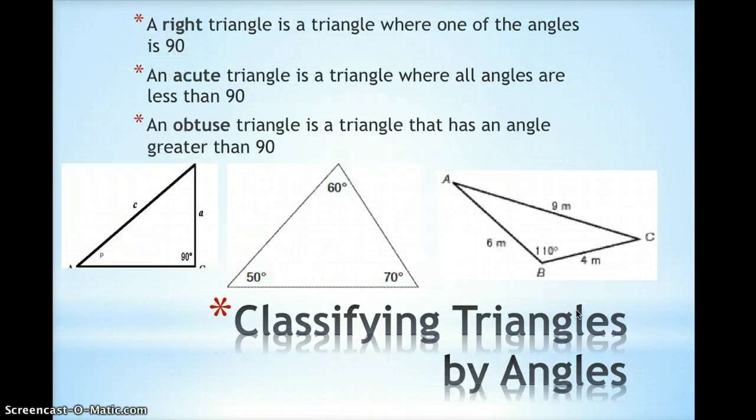The second set of triangles are classified by their angles. A right triangle, which is this picture, is a triangle where one of the angles is always 90 degrees. An acute triangle, the picture in the middle, is a triangle where the angles are less than 90 degrees. And an obtuse triangle is a triangle that has one angle that is greater than 90 degrees.